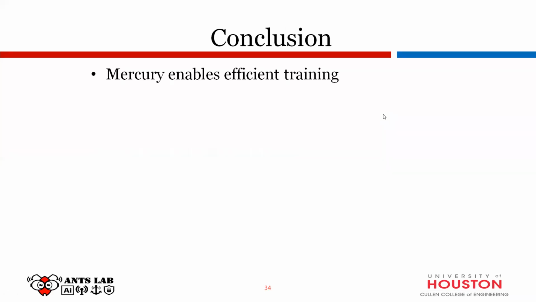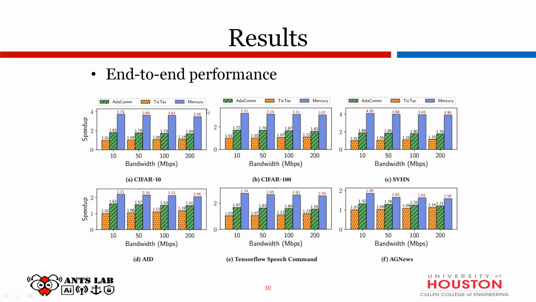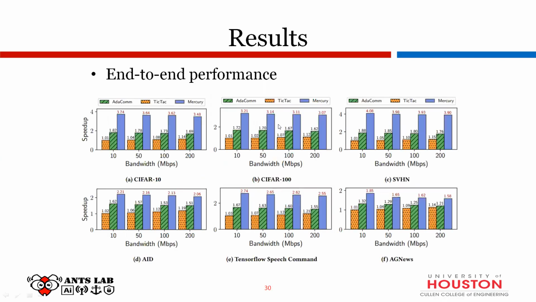So our conclusion is that Mercury enables efficient training by importance sampling. Huai-an, before you go to the conclusion, did they compare with TikTok in the overall speed of performance? Yes, yes. Go to the previous one, this one.